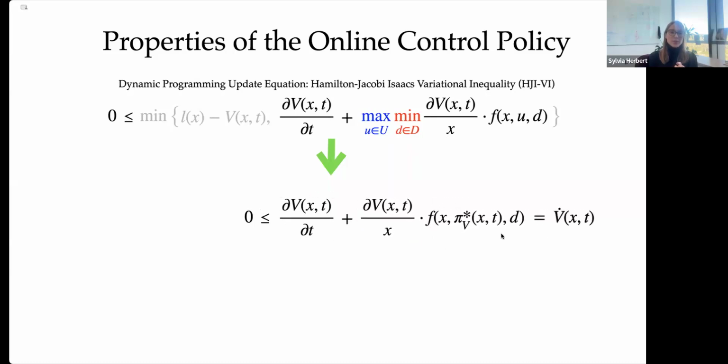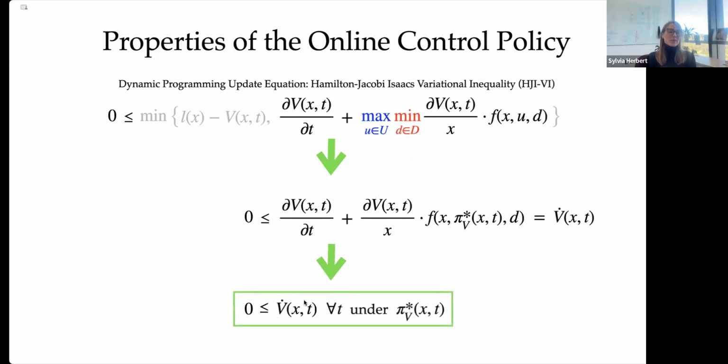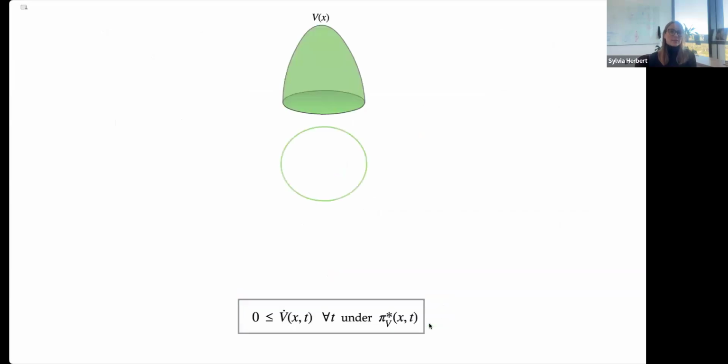this is the total derivative of my value function, how it changes with respect to time, and then how it changes with respect to space, and then how that changes with respect to time. Oop, I'm missing a partial here. So I'm saying that my change in value, my change in the safety level, must be greater or equal to 0 for all time under my optimal control. This means I must never decrease my safety level. The optimal control will ensure that I always maintain or increase it.